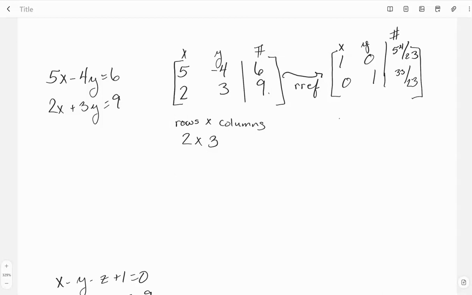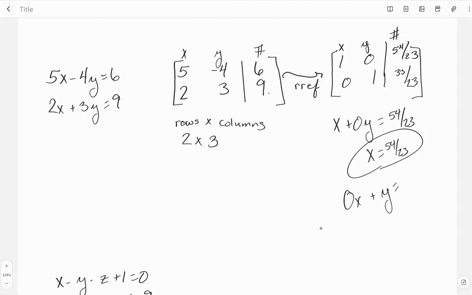So this would say 1x plus 0y is equal to 54 over 23, which is the same thing as saying x is equal to 54 over 23. And then this last one says 0x plus 1y is equal to 33 over 23.